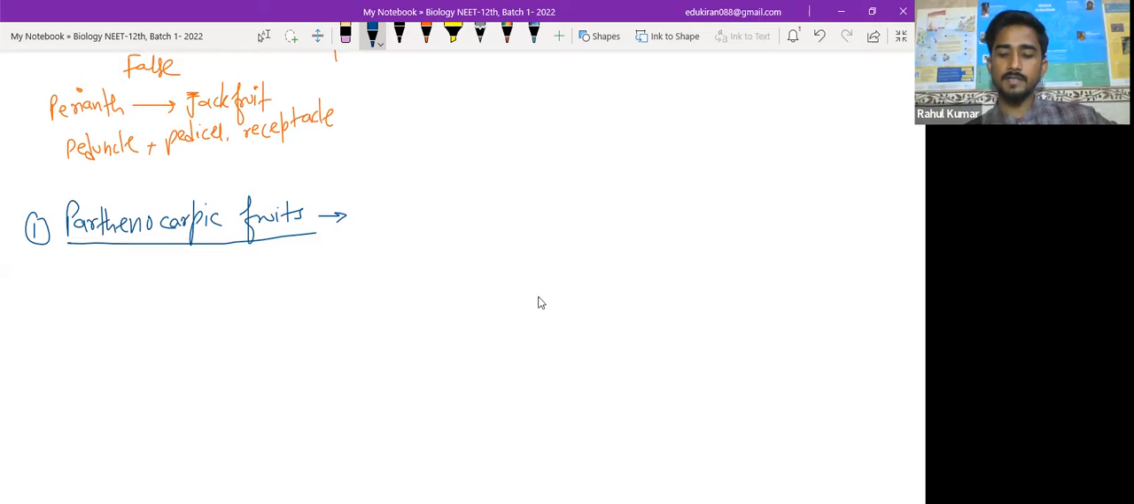Parthenocarpic fruits are seedless. Now, let me ask you one thing. How do you think, if we are not doing fertilization, we can make fruits? Any idea? What can you think of? If I ask you to make a fruit in science, think logically, but you are not allowed to do fertilization. Then what is the other way through which fruit can be produced?